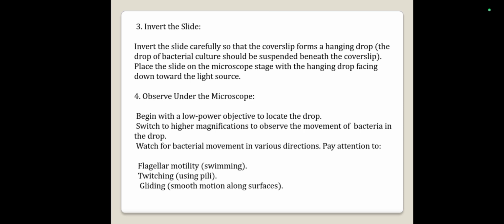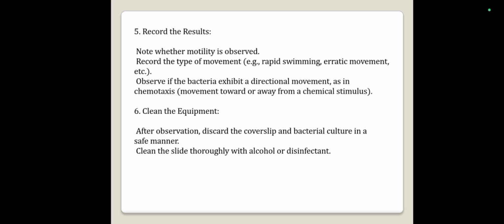Begin with a low power objective to locate the drop. Switch to higher magnifications to observe the movement of bacteria in the drop. Watch for bacterial movement in various directions: flagellar motility, twitching, and gliding. Note whether motility is observed. Record the type of movement. Observe if the bacteria exhibit a directional movement, as in chemotaxis.